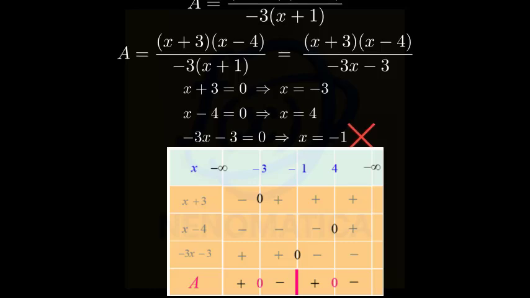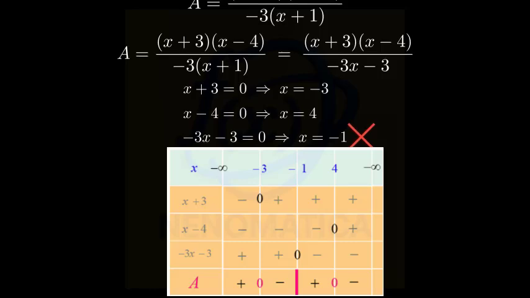Third row, negative 3x minus 3, which is the denominator factor. It is positive when x is less than negative 1, 0 at x equals negative 1, and negative after that. Last row, combine the signs. A is the numerator sign divided by the denominator sign.